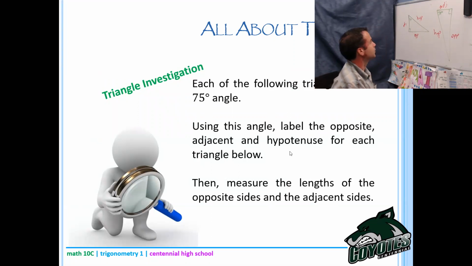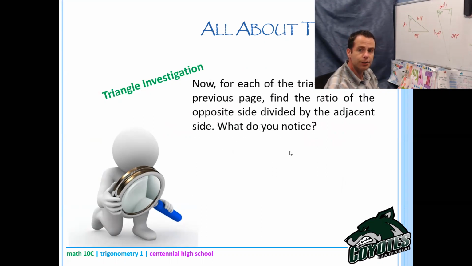Now, here's what I want you to understand. I could get out a ruler and measure this length and measure this length. That's totally fine. And then I could get out a ruler and measure this length and measure this length. Now, I want you to notice what my next direction is. For each of the triangles, find the ratio of the opposite side divided by the adjacent side. So if I took this opposite and divided by this, I'm going to get 1.73. If I took this opposite and divided by this, I'm going to get 1.73.